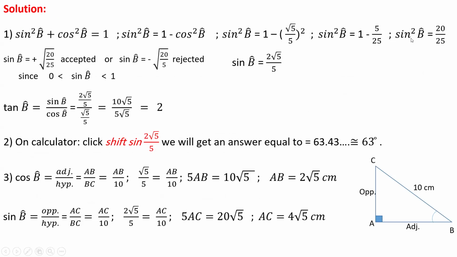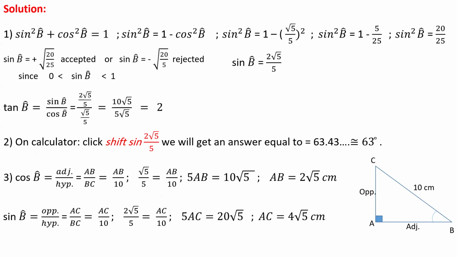I need sine B. Sine B is positive or negative. So it is radical 20 over 5 or minus radical 20 over 5. Since B is an acute angle, the negative is rejected. As we said, it's always between 0 and 1, and positive is accepted. So sine B is equal to 2 radical 5 over 5. After calculating sine B, we have cosine B. So tangent B equals sine over cosine. We replace and we calculate the tangent.